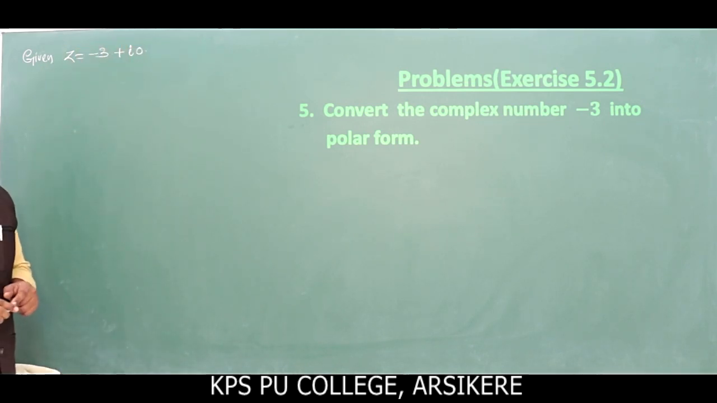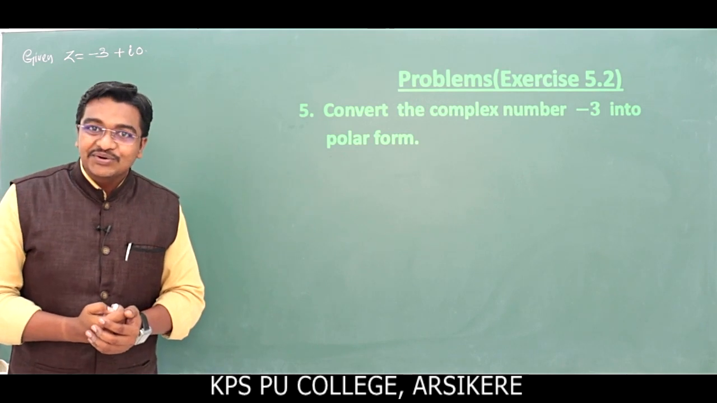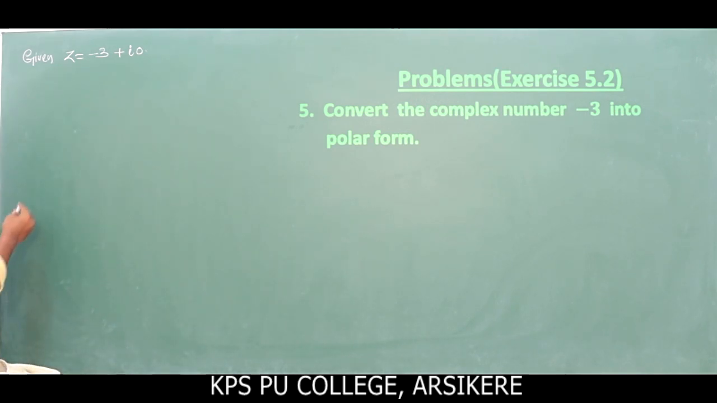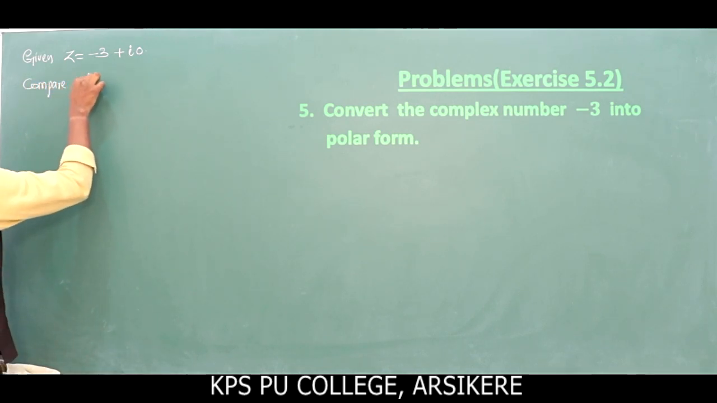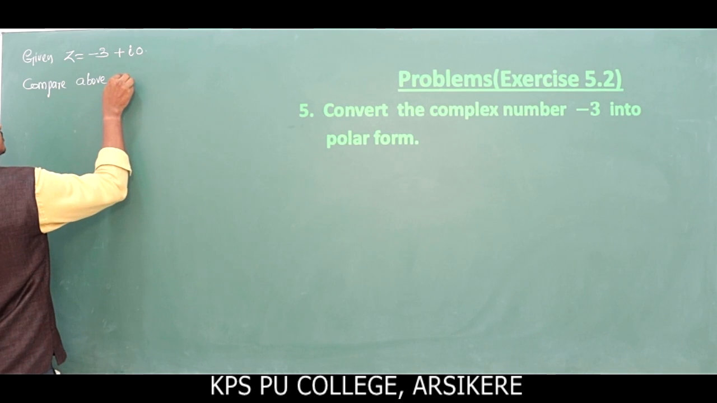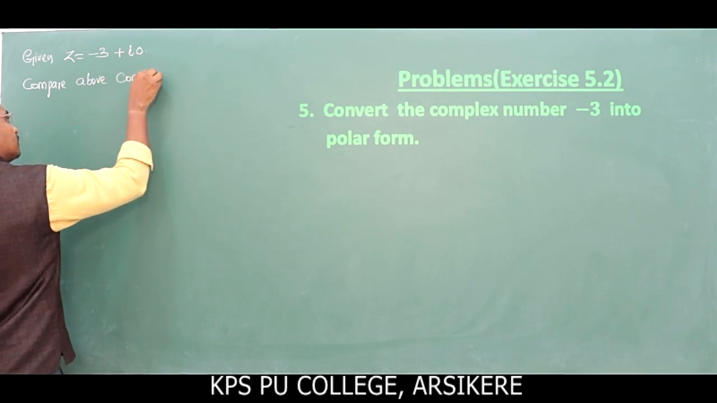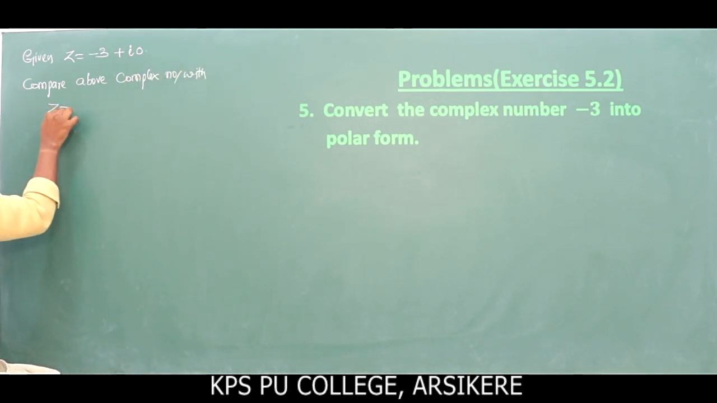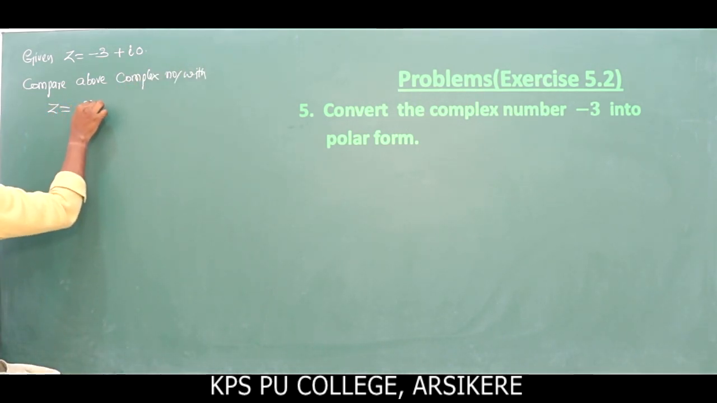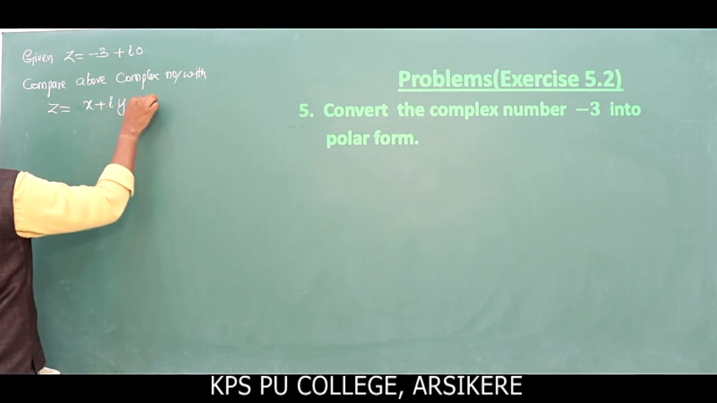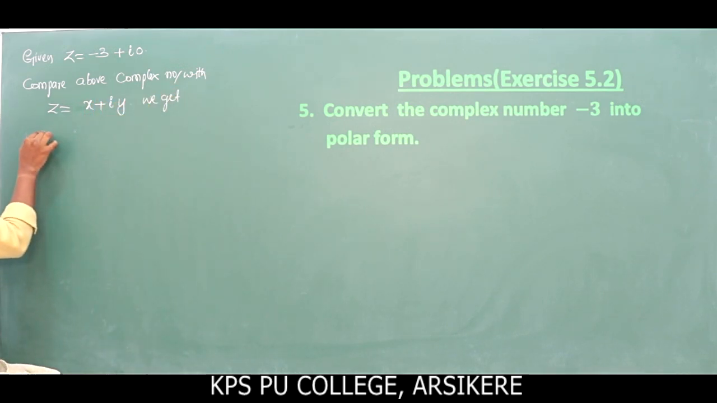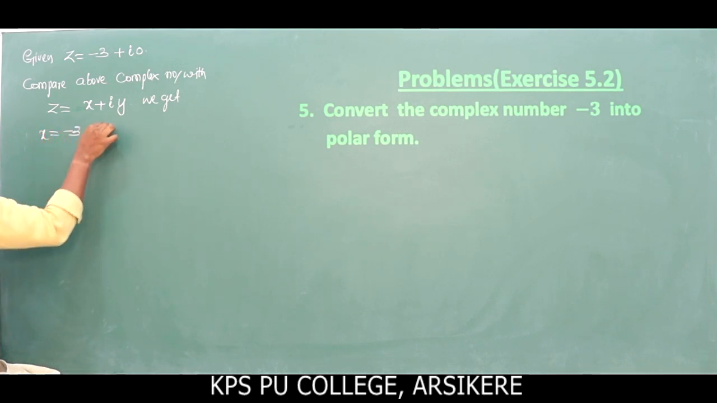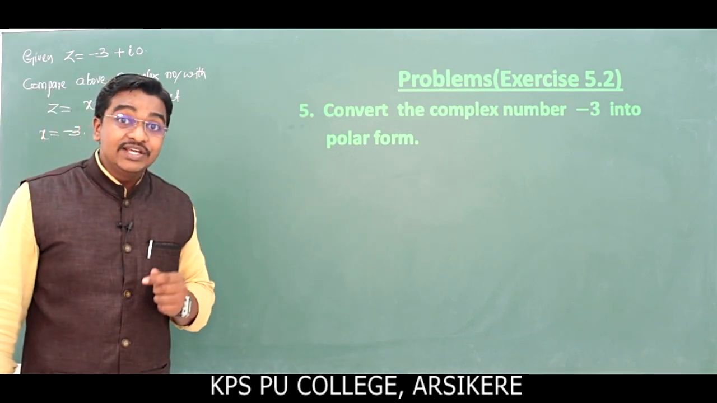You get the same value, right? z is equal to minus 3. Next step is very simple. Compare the given complex number with z is equal to x plus iy. We get, so what you obtained here, x is equal to minus 3 and y is equal to 0, right? x is equal to minus 3 and y is equal to 0.